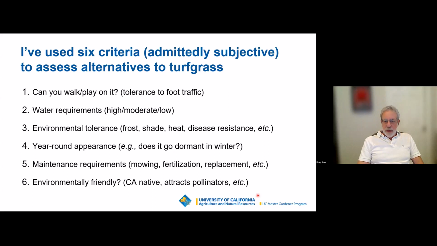How does it look year round? Is it green all year? Does it go dormant in the winter? Does it go yellow in the winter? Does it get patchy bald spots in the winter? And does it burn out in the summer? What are its maintenance requirements? How much mowing, fertilization, replacement is required? And another catch-all, is it environmentally friendly? Is it a California native? Does it attract pollinators? Does it fix nitrogen in the soil? And so things like this.